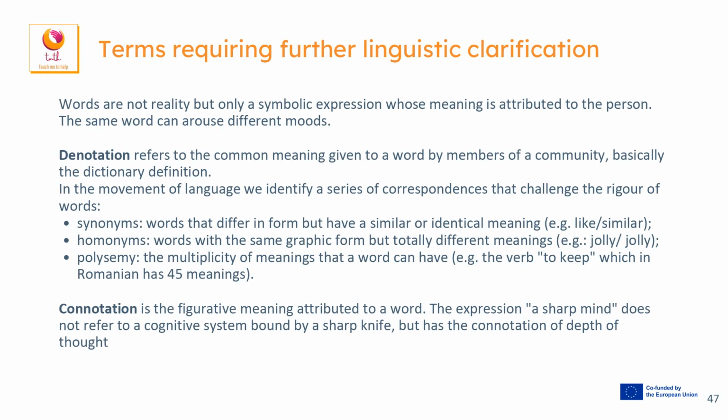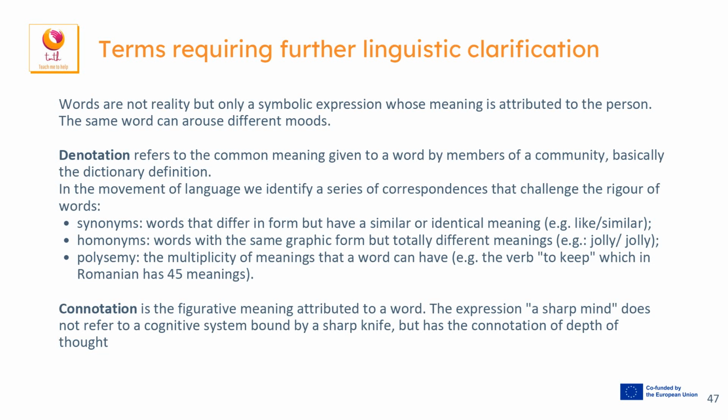Synonyms: words that differ in form but have a similar or identical meaning. Example, like, similar. Homonyms: words with the same graphic form but totally different meanings. Example, jolly, jolly. Polysemy: the multiplicity of meanings that a word can have. Example, the verb to keep, which in Romanian has 45 meanings.